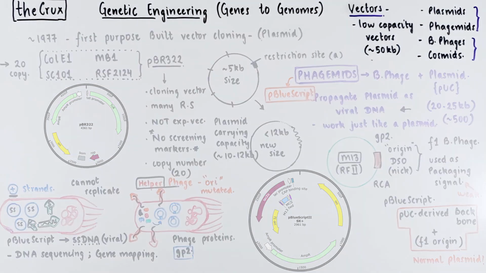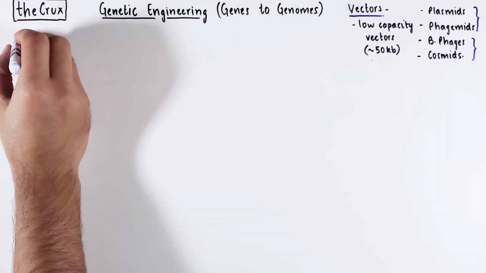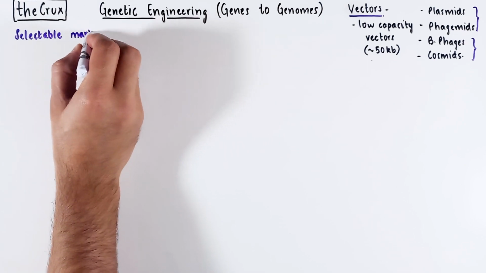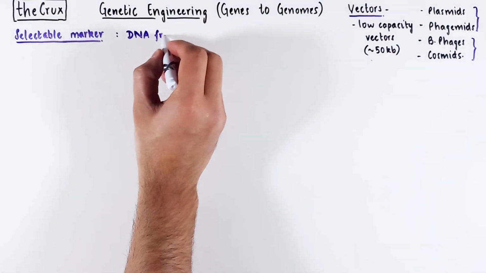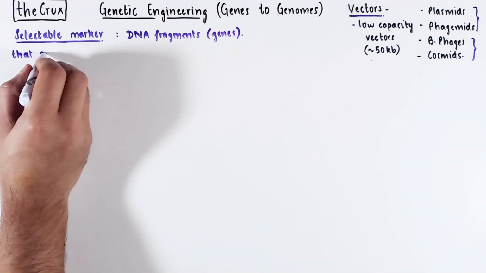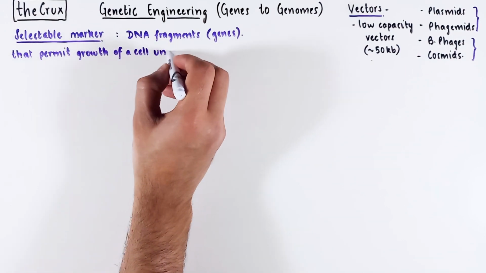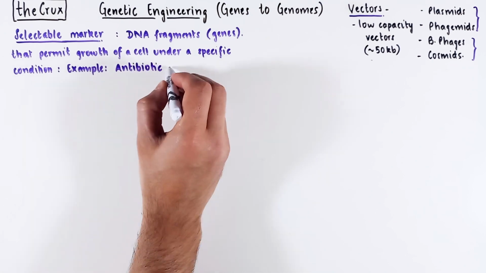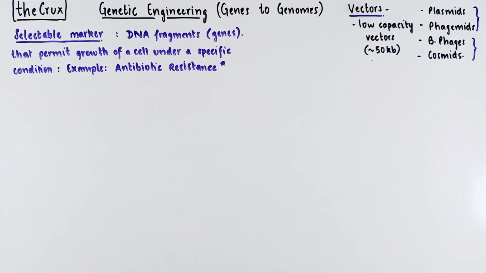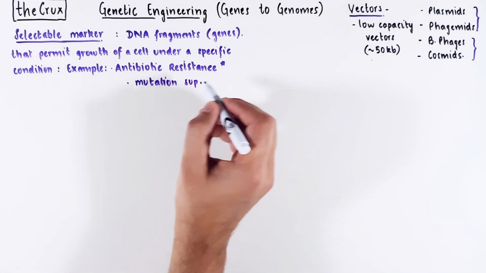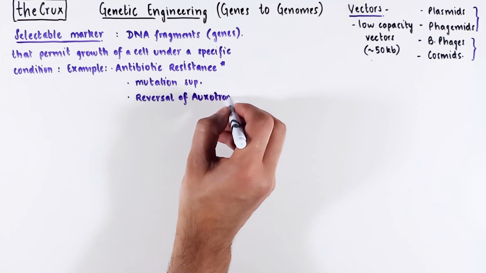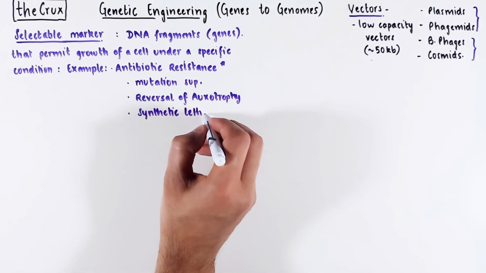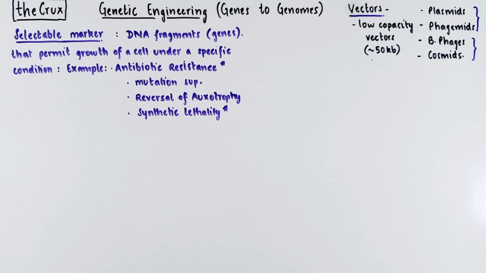itself. The bread and butter of plasmid application is in selectable and screening markers. Selection or selectable markers are genes in a plasmid that permit the growth of a cell under a very specific condition. Antibiotic resistance is a classic example, and we will discuss that. Other examples include mutation suppression, auxotrophy reversal, or even synthetic lethality. Synthetic lethality is the second most commonly used phenotype.